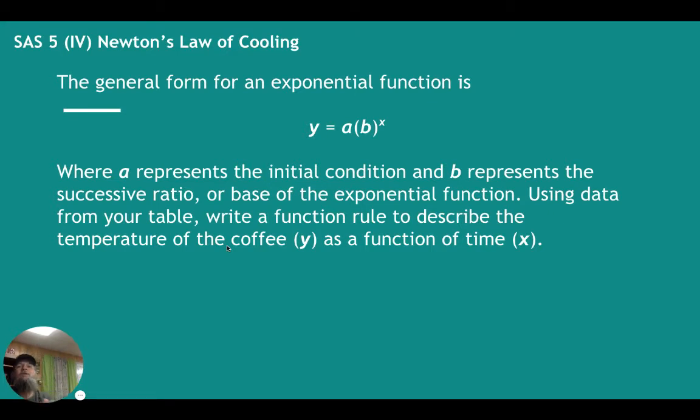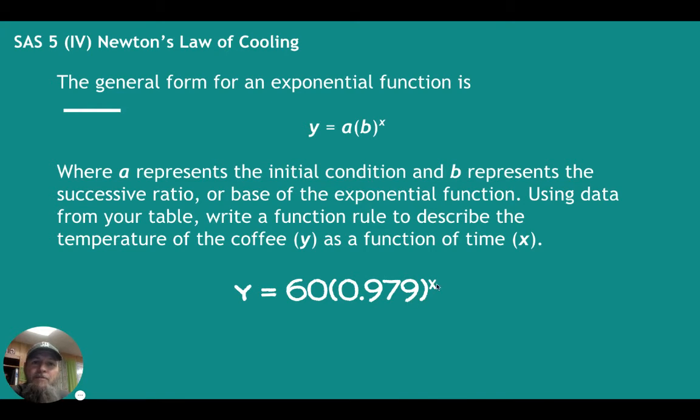Okay, the general rule for the exponential function is y equals a times b raised to the x power. A represents the initial condition, b represents the successive ratio or base of the exponential function. Using data from the table, let's write a function rule that describes the temperature of the coffee y as a function of time x. y equals 60 times 0.979 raised to the x power. 60 is the initial value of the temperature. 0.979 is the successive ratio.